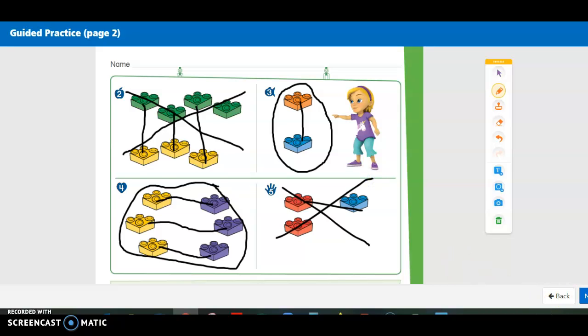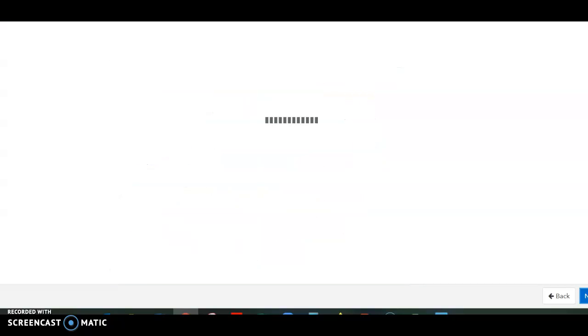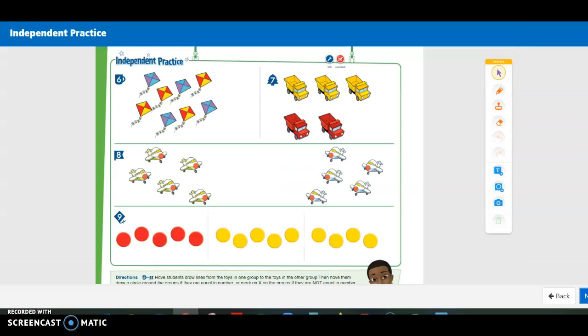All right. Is that what you guys got too? I hope so. Let's take a look at our next sheet. This is independent practice. All right, so you're going to do the same thing. I want you to match them up. And let's do one together, and then you're going to do the rest on your own.